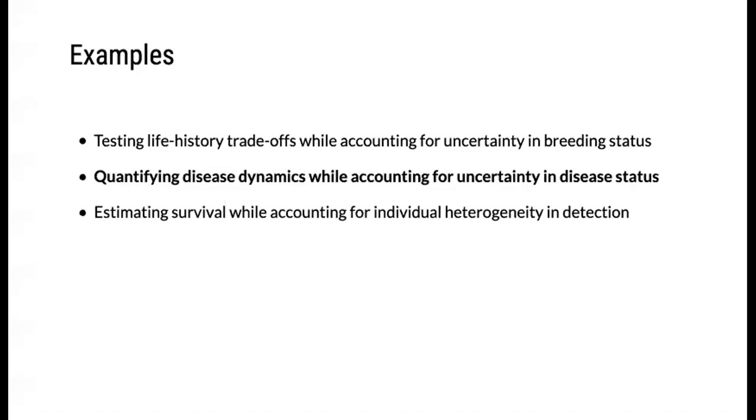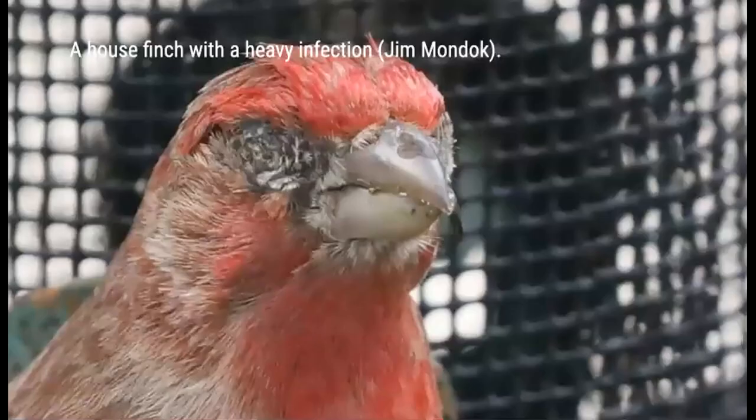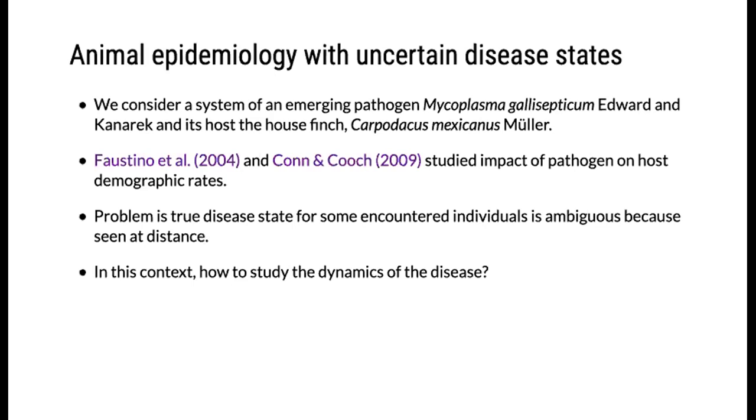And we're back. Okay, second example is about quantifying disease dynamics while accounting for uncertainty in the disease status. Okay, so it's a very similar example to the example we just had a look at. Let's have a look. So the case study is about an emerging pathogen and its host, the house finch. Hang on, that's a picture of an infected bird. It's a house finch with a heavy infection, a picture by Jim Mundock. Okay, that's an ugly infection. Okay, let's go to something less ugly.